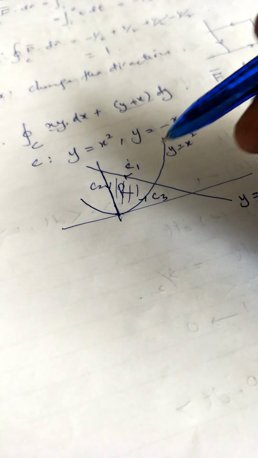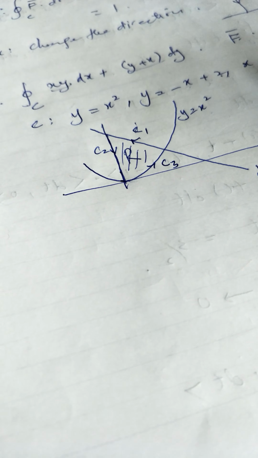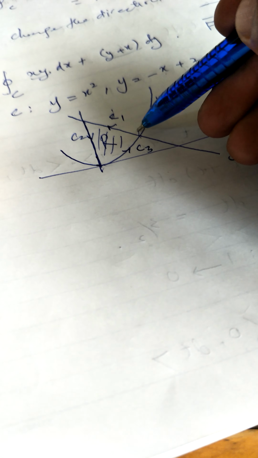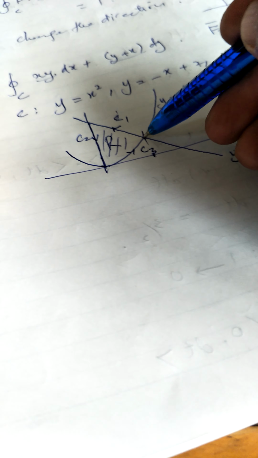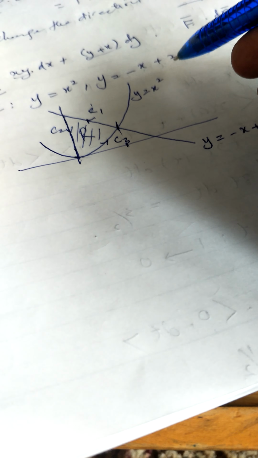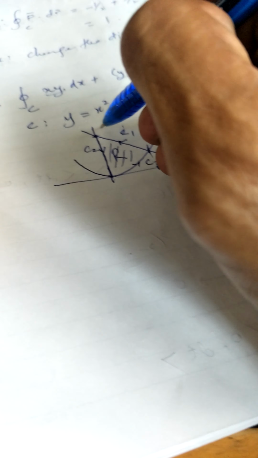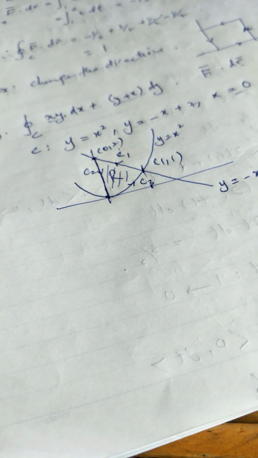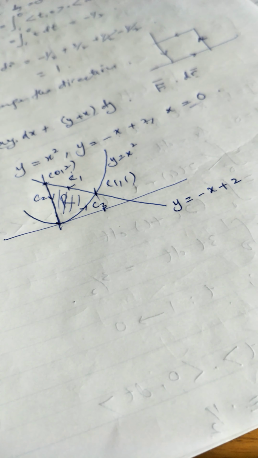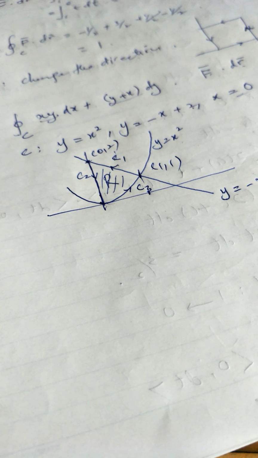Now in order to find the limits of integration, of course we need to find the intersections. It should not be difficult. So this intersection, I think you can get 1, 1. This point here is 0, 2. This point here is 0, 0. So I think that's enough. Okay. Now consider one by one.